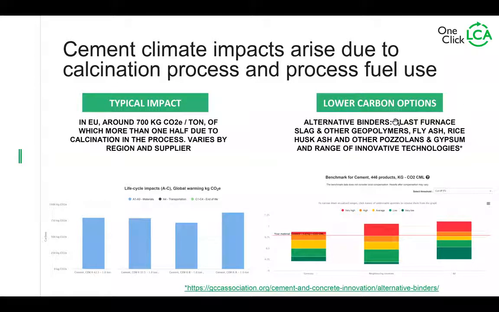Alternative binders can be used and have been used for a long time. There's blast furnace slag and other geopolymers which can be used, which develop strength in a similar way to clinker. There's also fly ash, rice husk ash, especially interesting, obviously, for construction in Asia, and other pozzolanic materials which can be used. They also develop strength. You can use gypsum in concrete, and there's a range of innovative technologies which I'm not going to go into. Some of them can be found on the Global Cement and Concrete Association's website.